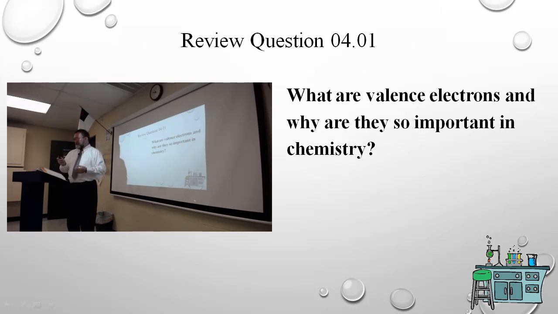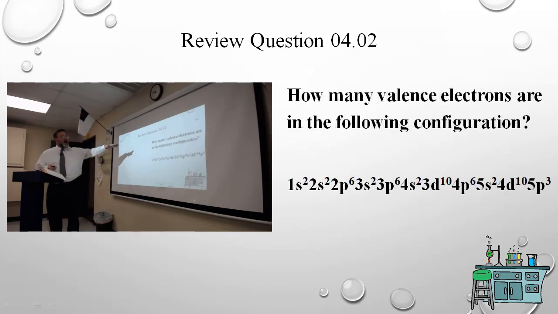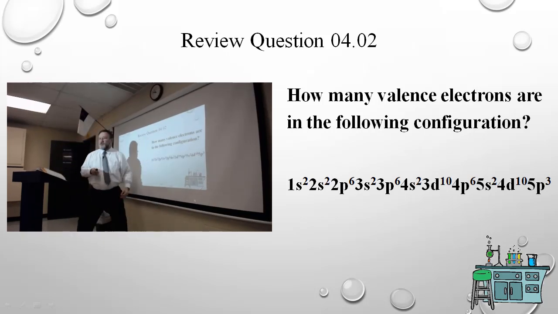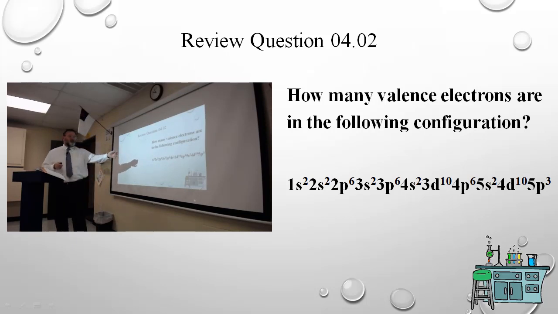And how do we determine the valence electrons? Well, the second question says, how many valence electrons are in the following configuration? So again, Madeline, we'd pass that off and then go ahead and answer the question. There you go. Kelly. So in this electron configuration, I need to figure out how many valence electrons that configuration represents. 5. And how did you come up with 5?